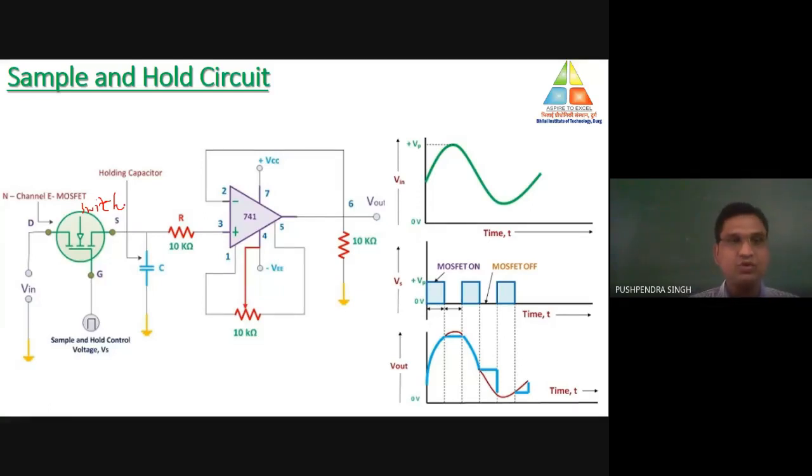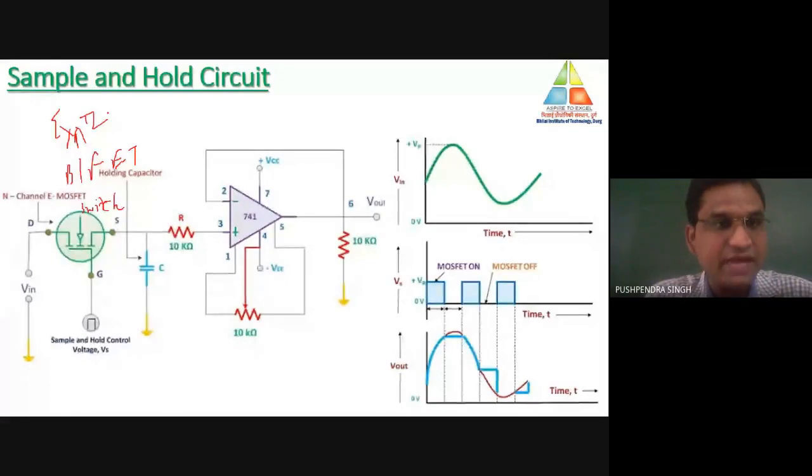In the case of the sample and hold circuit, we use the BiFET as a switch. Why? Because the BiFET has extremely high input impedance, and that is very good to avoid loading into the source. Here we are using an N-channel E-MOSFET type switch. The BiFET has extreme input impedance. What is the advantage of this BiFET switch? It has extreme input impedance.